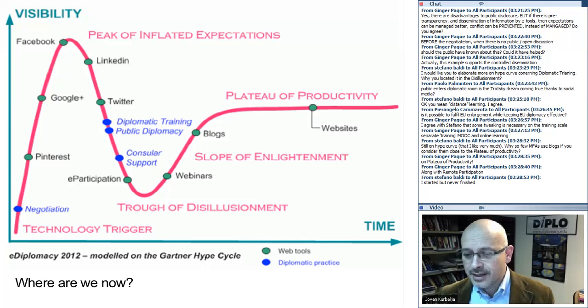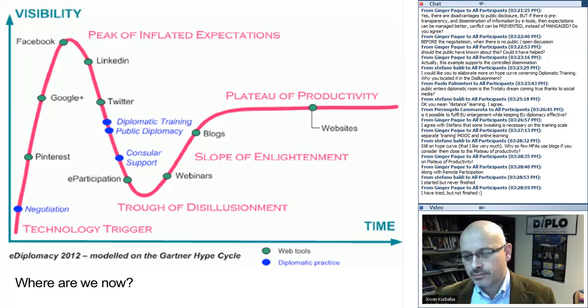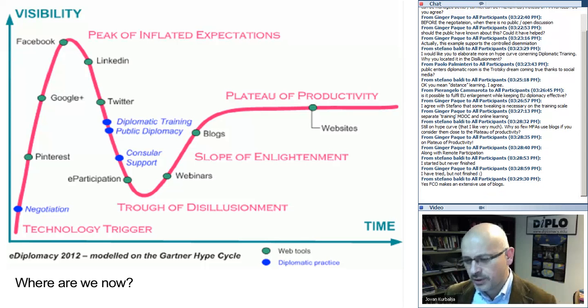Stefano asked, still on the hype curve that I like very much: why do so few MFAs use blogs if you consider them close to the plateau of productivity? That's a good point. I have to admit that the reference was made mainly to a few ministries of foreign affairs, primarily the United Kingdom and to some extent New Zealand and the United States. The United Kingdom has managed to move the use of blogs close to the plateau of productivity, not only by introducing them, but also by developing training, preparing ambassadors and introducing tools, and it is now reaching the plateau of productivity. But you're right, the point is very good. It's more specific to the United Kingdom.